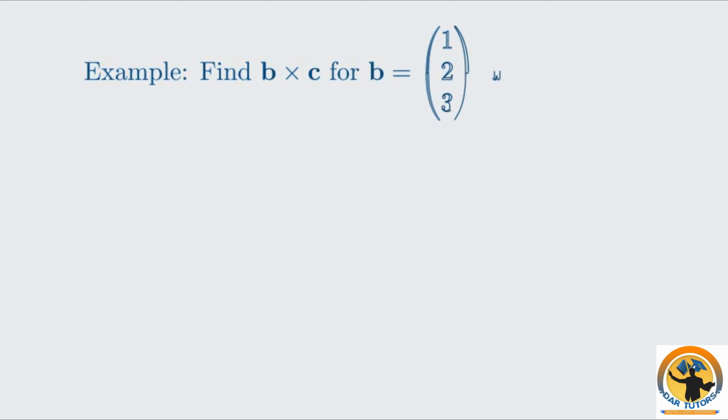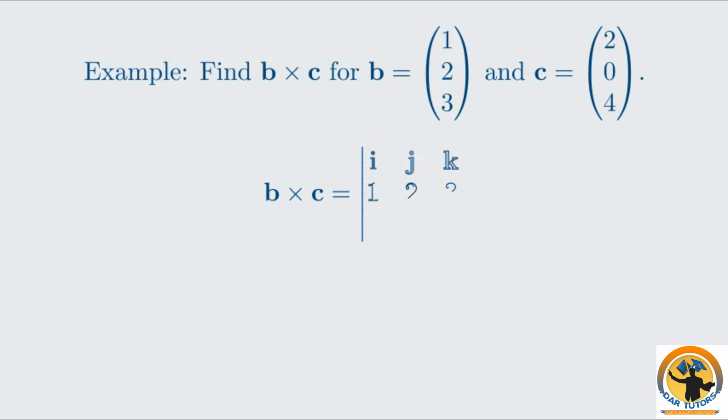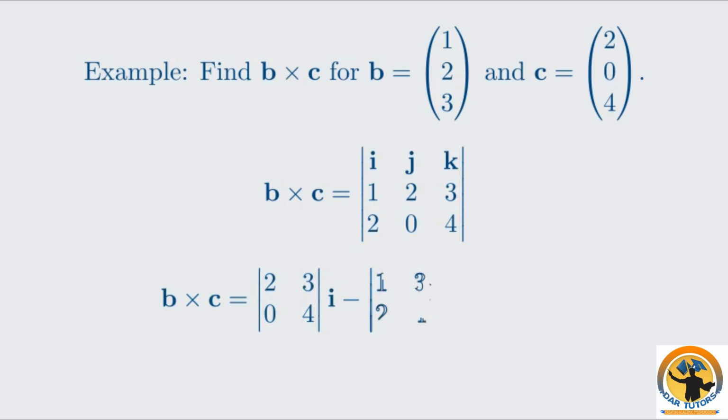Let's work through an example to solidify this method. We'll use the vectors from your notes. Let's find the cross product of vector B, which is (1, 2, 3), and vector C, which is (2, 0, 4). First, we set up our determinant matrix with i, j, k in the first row, the components of B in the second, and the components of C in the third. Next, we expand the determinant. We have i times the determinant of the 2x2 matrix (2, 3; 0, 4), minus j times the determinant of (1, 3; 2, 4), plus k times the determinant of (1, 2; 2, 0).